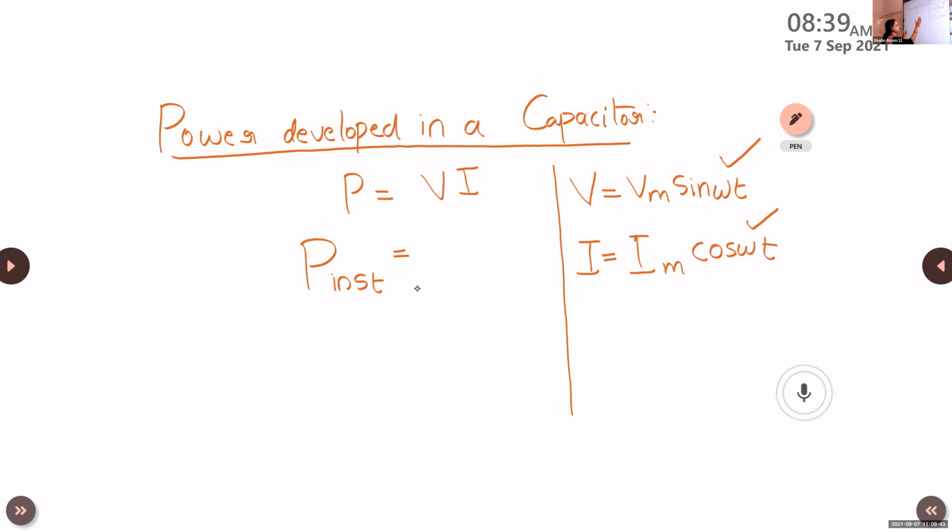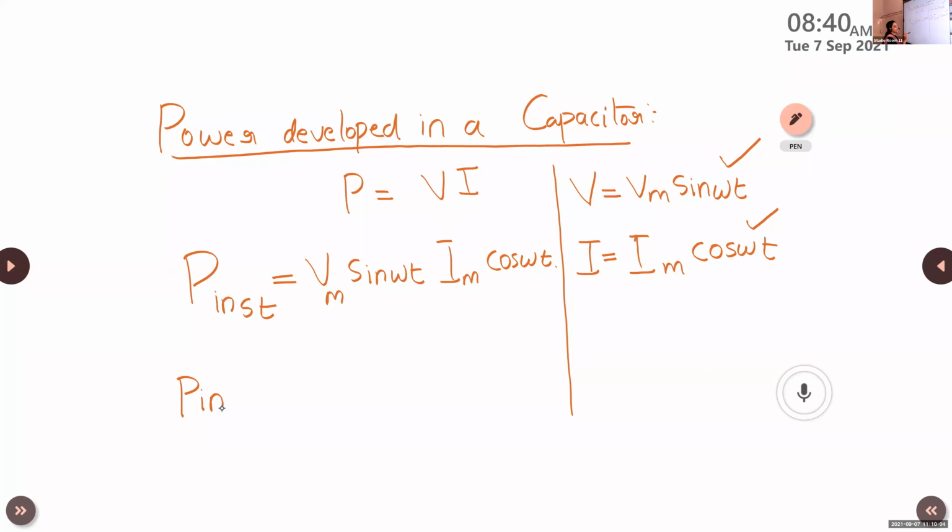So the expression becomes: instantaneous value of power P is equal to Vm sin omega t into Im cos omega t. Or we can write P instantaneous is equal to Vm Im sin omega t into cos omega t.